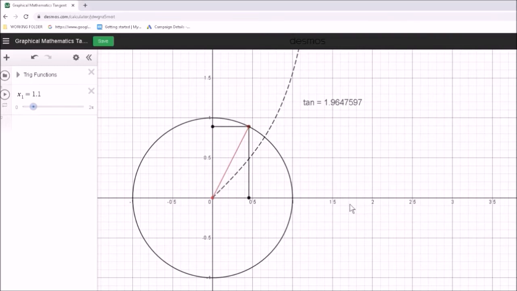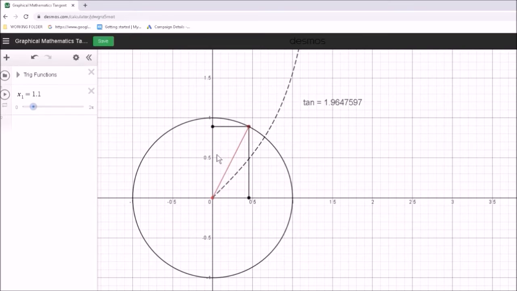So the scale along this axis is in something called radians, but we'll get on to that in a later video. We don't need to bother about that for the moment. So let's just follow this round about and see if we can work out the logic of how this function looks like. So we're interested in the ratio of this y distance divided by the x distance.